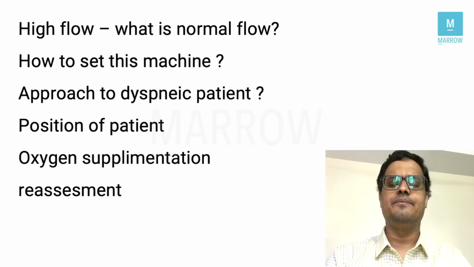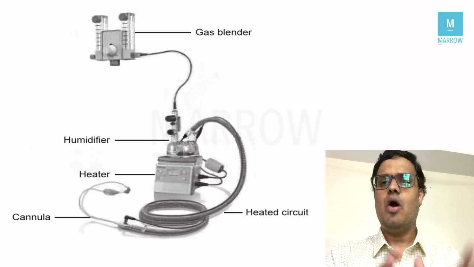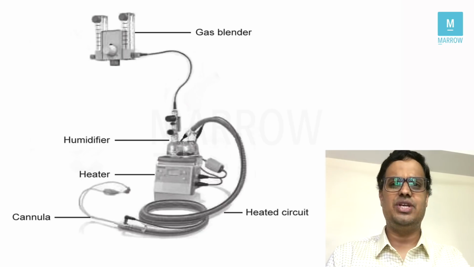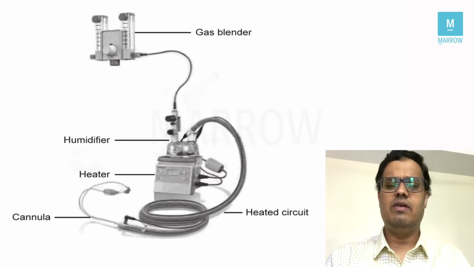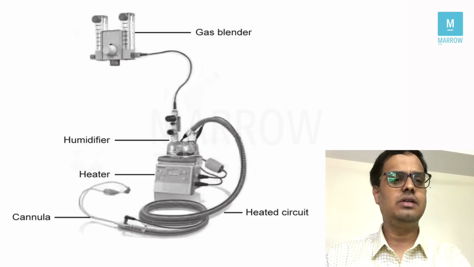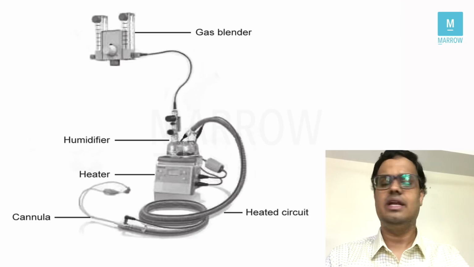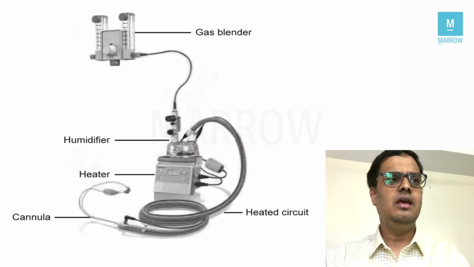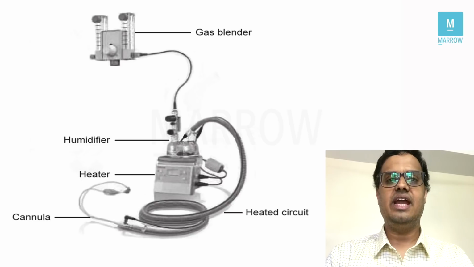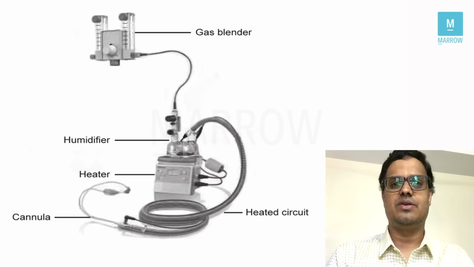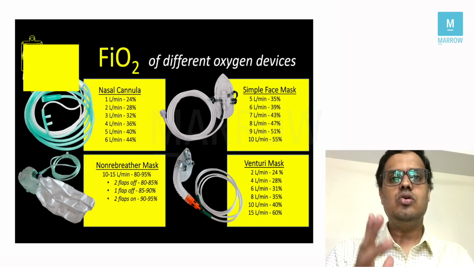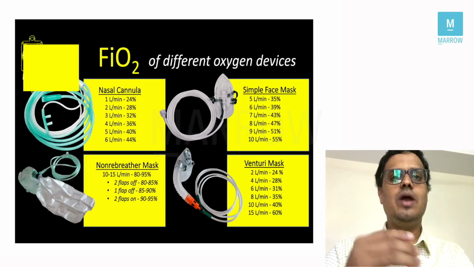So how to set this machine? If you look at this machine, it is a very simple machine. It looks very complicated, but it has only a few parts associated with it. One is the humidifier. The other is the nasal cannula, a heated circuit and a gas blender. How to set this machine? There are only 3 things you need to set. The first is the flows. The second is the percentage of FiO2. The third is the temperature. So the flows, the FiO2 and the temperature.